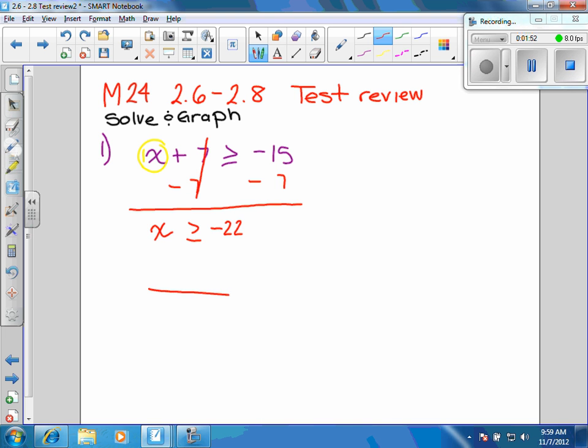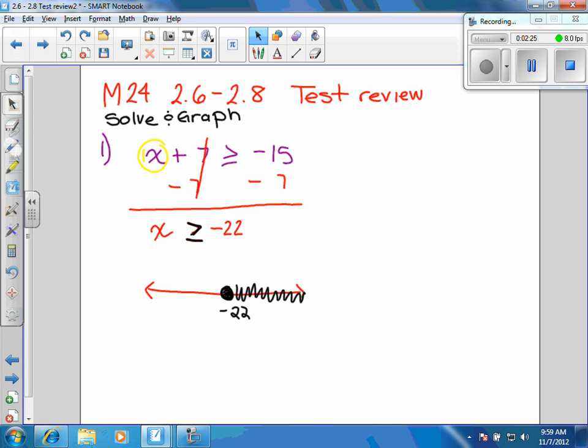One thing you should be able to do is identify if it's a greater than sign, we would just have an open circle. But now it's a greater than or equal to, so there's two parts, the greater than and the equal to. So there's the open circle and the shading. And that would be negative 22. So to show a graph of the picture, that's as detailed as you need to go.